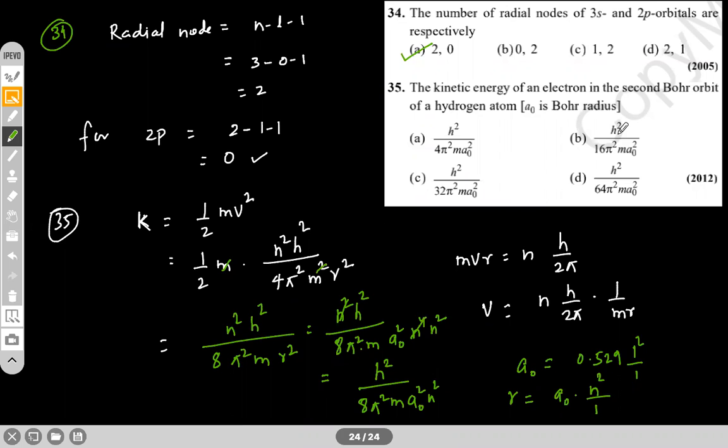Okay, fine. So second Bohr orbit is given. That's what I was thinking. Second Bohr orbit is given, so we'll put here 4. So 4 square into this. Second orbit, so 2 square into 4. So we'll get h square by 2 square, 4 into 8 is 32, pi square m A naught square. Right. Answer is option C. Okay, this is the answer.